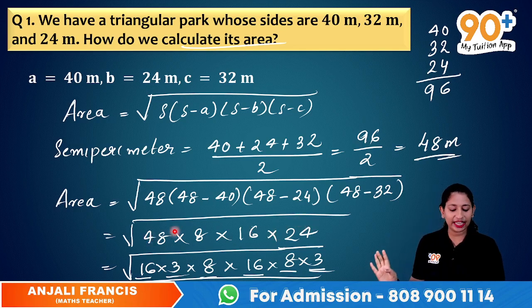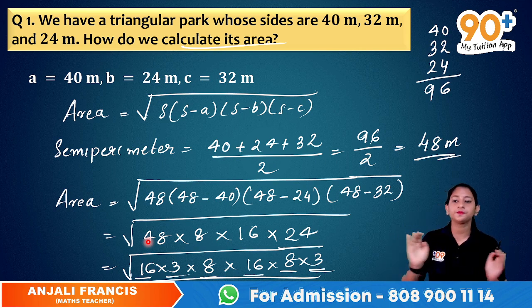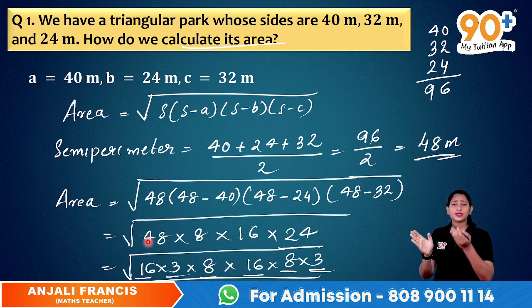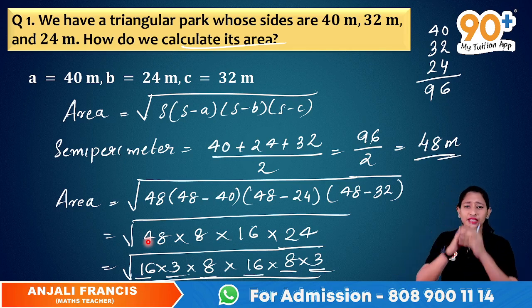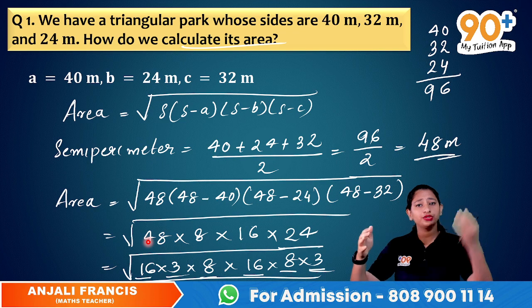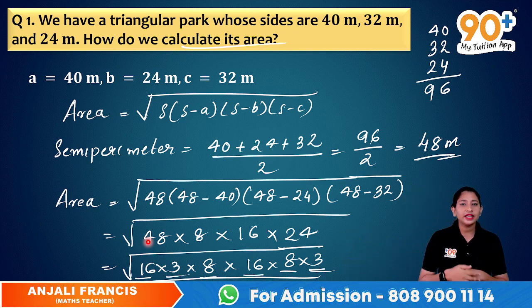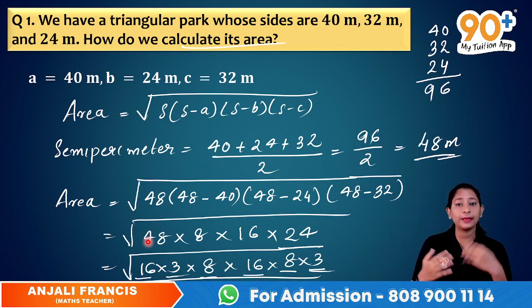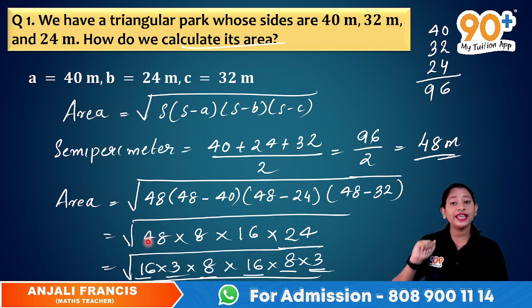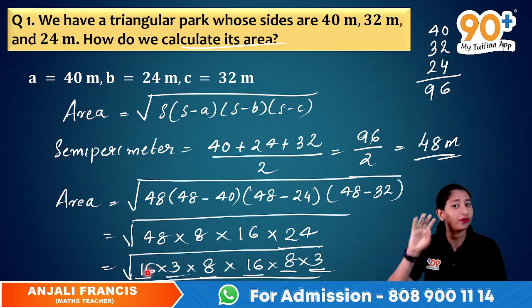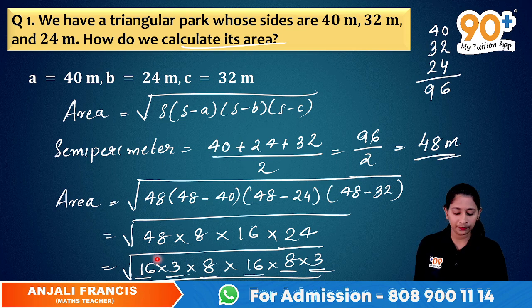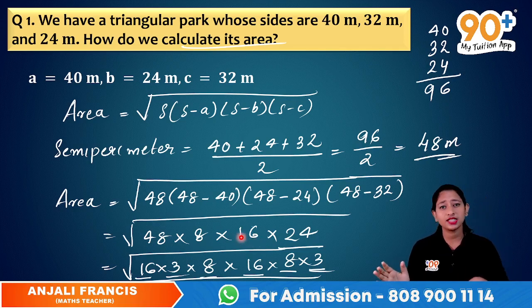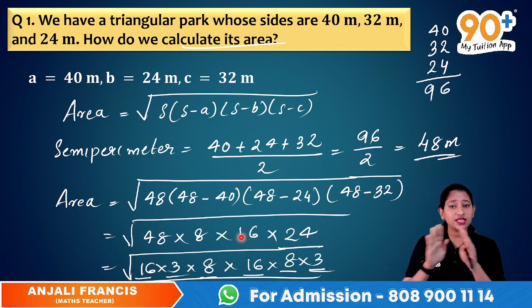Then if we multiply 48 into 8 into 16 into 24 to find the value, it will be a huge value and we would need to find the root again. So how can we do this more easily and simply? We split the values we got into perfect squares. So how can we split 48? 16 into 3, because 16 is already a perfect square. We know 16 is the square of 4. So let's write 16 into 3. But since there is already a 16 here, we don't need to break that.